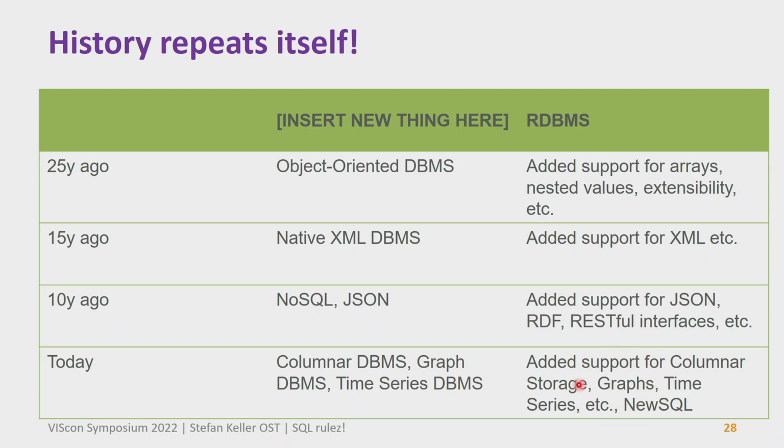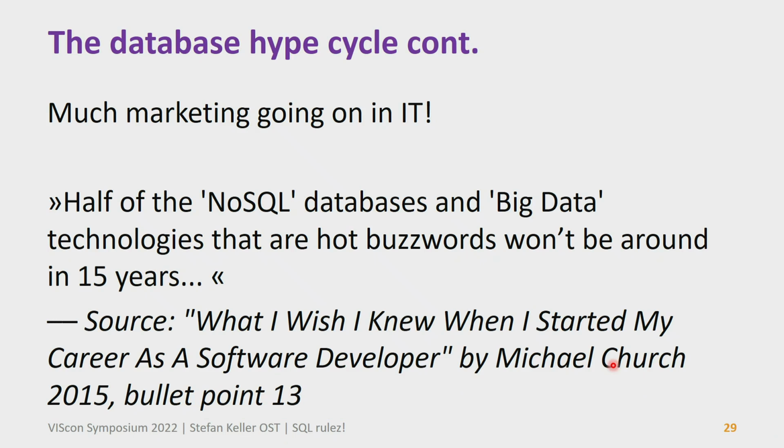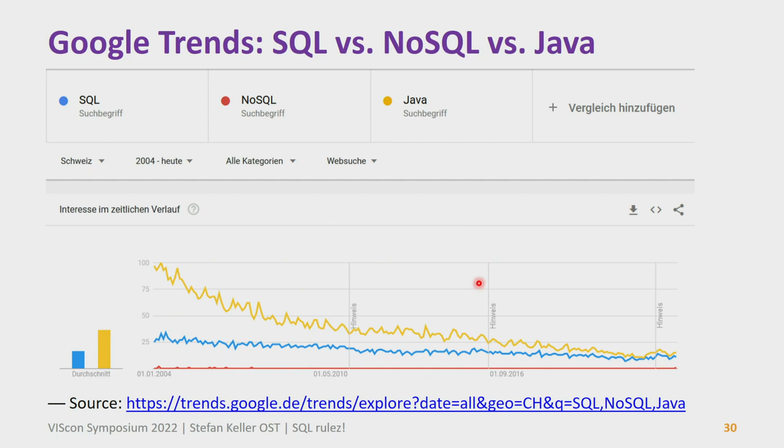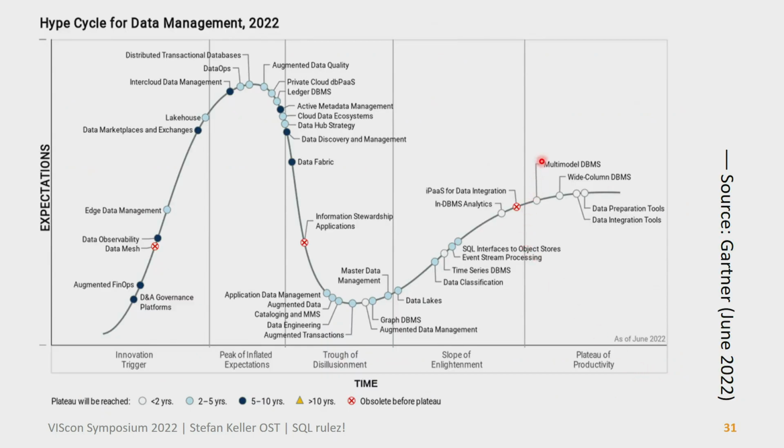We do have all those NoSQL features, at least most of them, incorporated into the elephants. So much marketing going on in IT, especially for startup databases. There are nice new kids on the block, but they are not as major as they would want to be. That's all I want to say. I made a search on Google Trends about SQL versus NoSQL versus Java, and the red flat line is NoSQL. Another interesting thing is that multi-model database management systems on the Gartner hype cycle are now in the maturation phase.